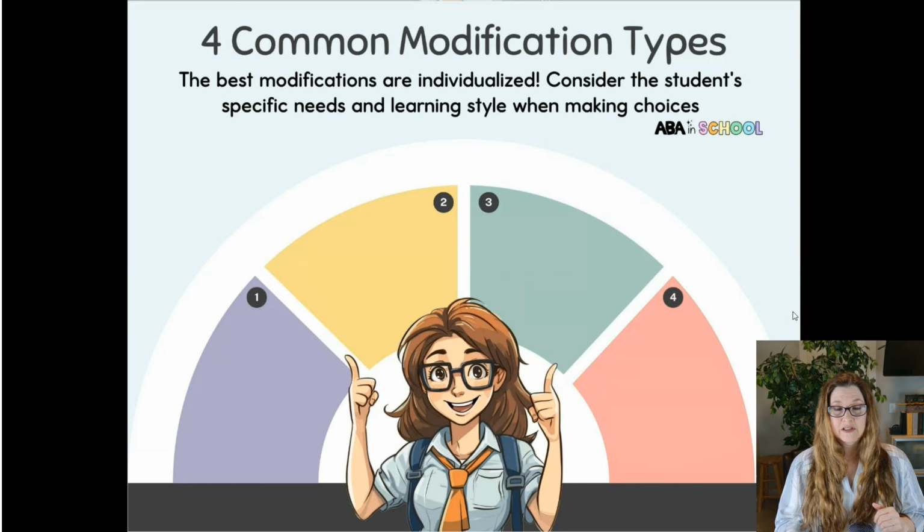I like that. So then I thought the 4 common modification types, the first one being the content, which is the what, how we're simplifying or changing the content if we're using a different curriculum than the other students. Anything where we're making changes to the actual content would be that type of modification.